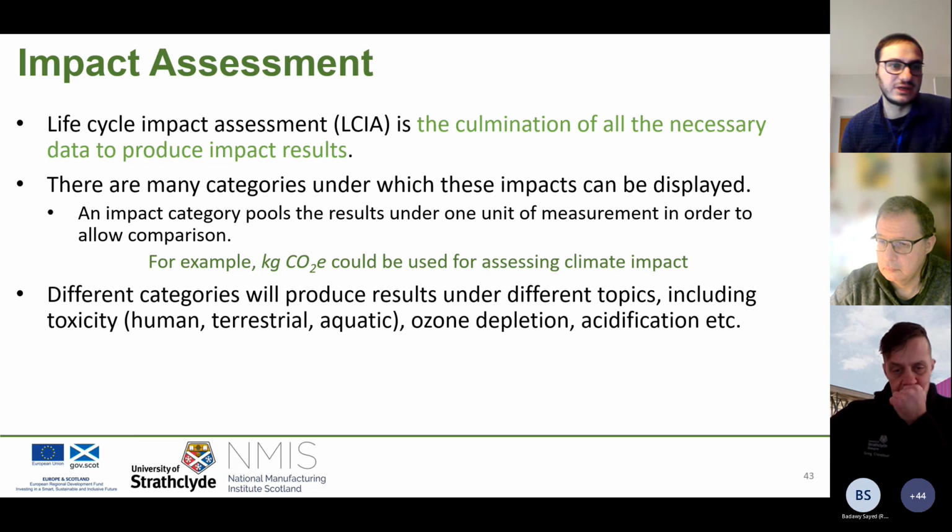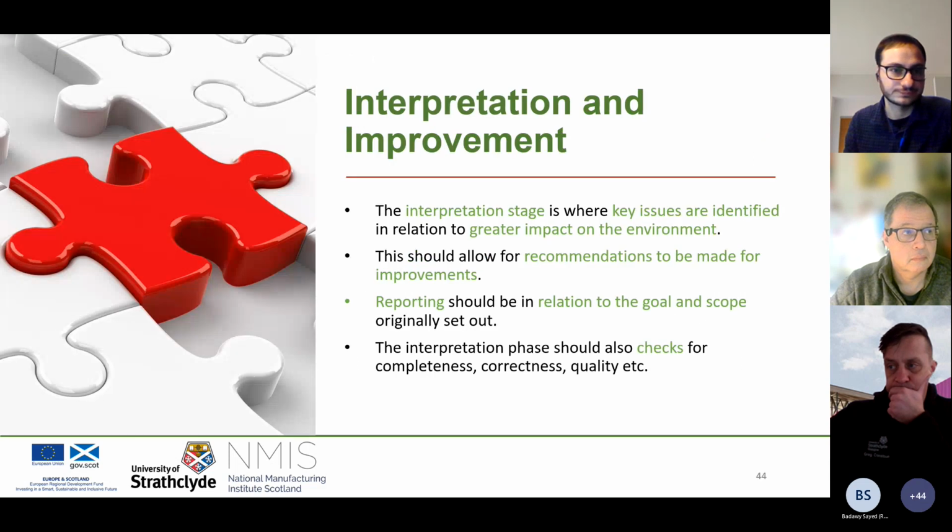So in the impact assessment, the life cycle impact assessment is the culmination of all the necessary data to produce the impact results. There are many categories under which this impact can be displayed. An impact category pulls the results under one unit of measurement in order to allow comparison. For example, kilograms of CO2 emissions equivalent could be used for assessing climate impact. So long story short, impact assessment is just quantification of the impact in the climate. And there are different categories that we can use in order to capture different types of impacts.